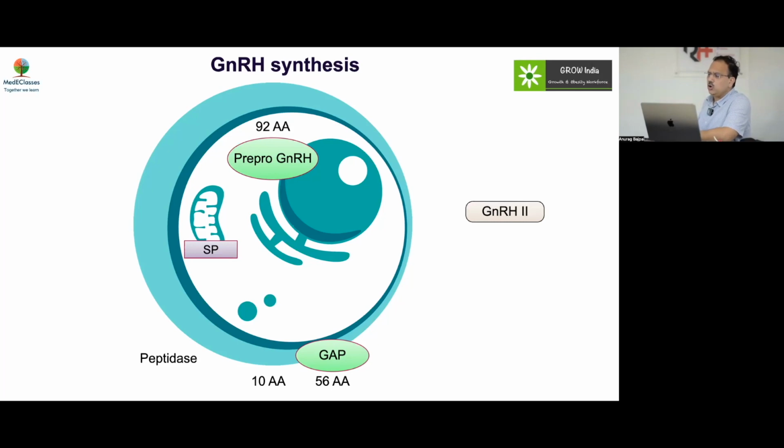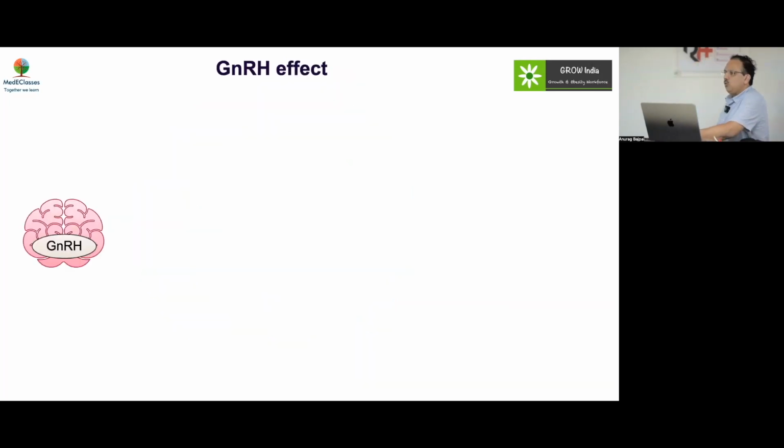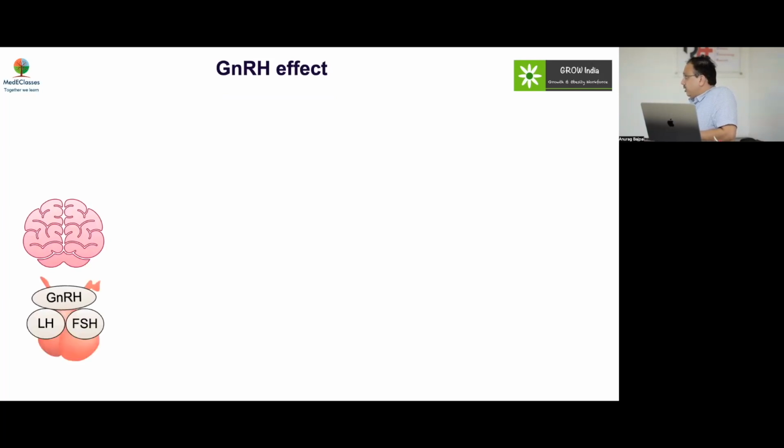There is also a second type of GnRH, which is from a distinct gene, which doesn't really have much role as far as the overall reproductive function, but more with a bonding perspective. Now, what does the GnRH do? GnRH is a gonadotropin releasing hormone. So it's a very simple name. It causes release of gonadotropins. It causes release of both LH and FSH, but it's not that simple.